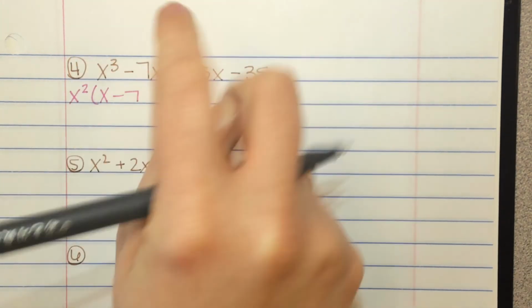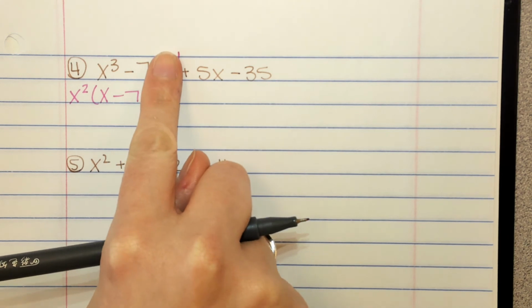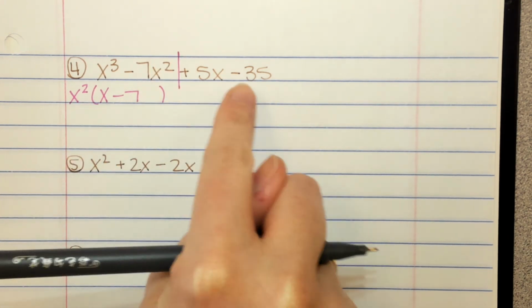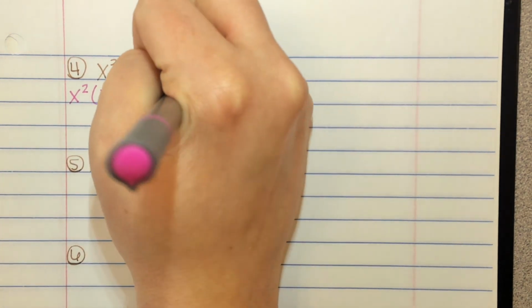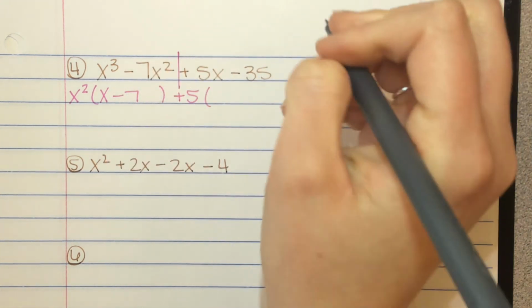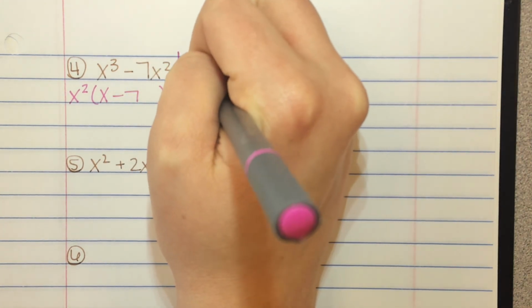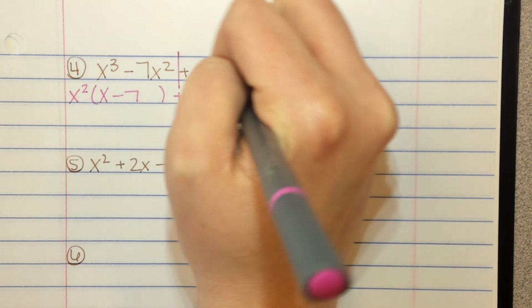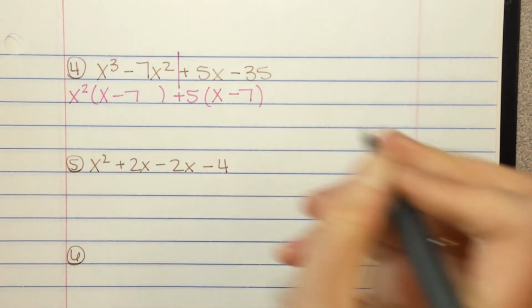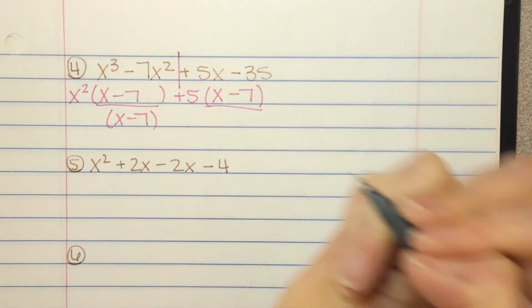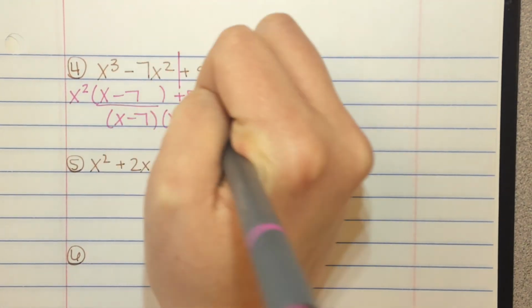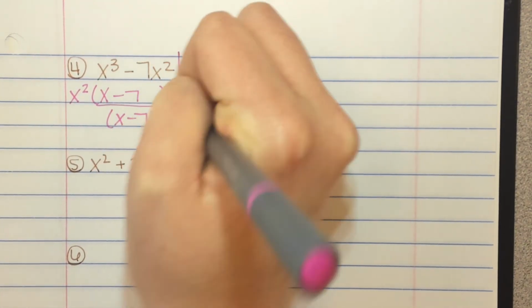And then the other one, we have a negative 7, and we just took off that x squared. 5x minus 35, our GCF is positive 5. 5x divided by 5 is x. Negative 35 divided by 5 is negative 7. Our new common factor is x minus 7. We put our leftovers in parentheses, so x squared plus 5.